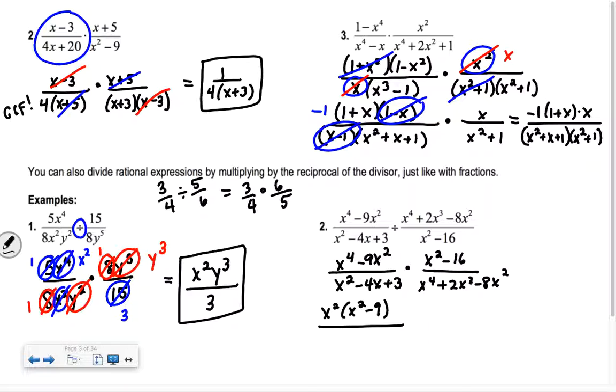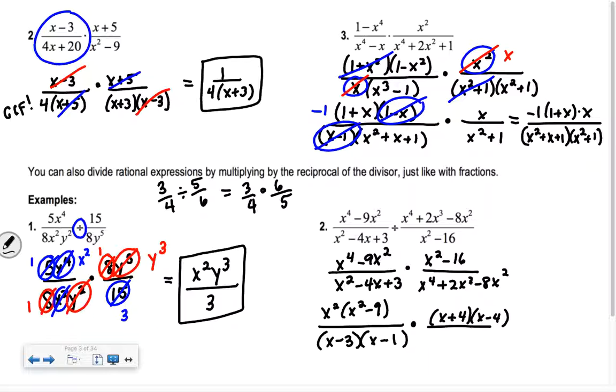On the bottom, I have x squared minus 4x plus 3. So I set up my two sets of parentheses, x minus 3 and x minus 1, perfect. On the top I have x squared minus 16, it's the difference of two squares, x plus 4 and x minus 4.